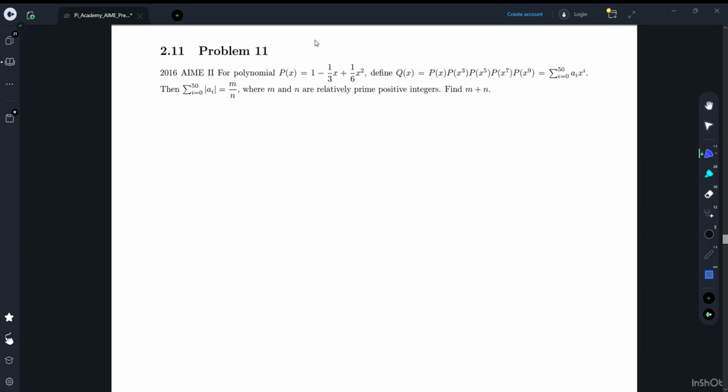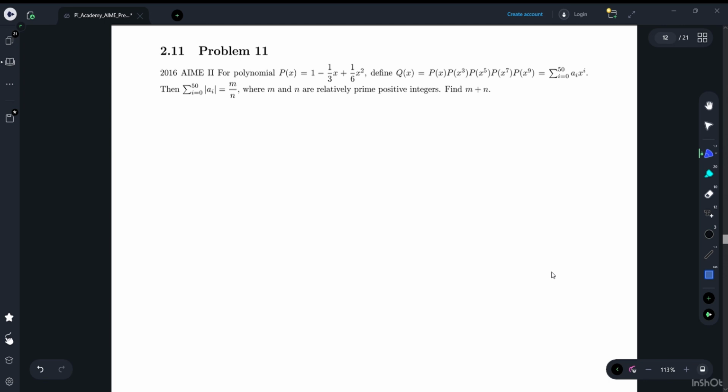Hello guys, today I'm going over problem 11 in the Polynomials and AIME problem set. So this is 2016 AIME 2 problem 6. So for polynomial p(x), which is equal to 1 minus 1/3 x plus 1/6 x squared, define q(x) as p(x) times p(x^3) times p(x^5), which is also equal to the summation from i equals 0 to 50 of a_i x^i. Then the sum of the absolute value of the coefficients is m over n.